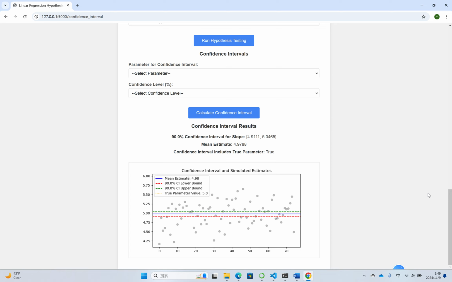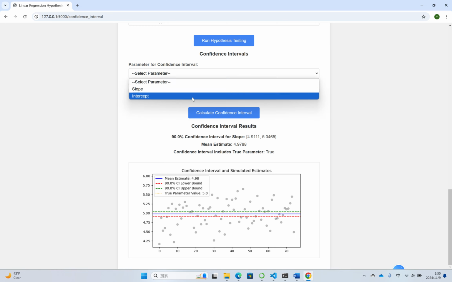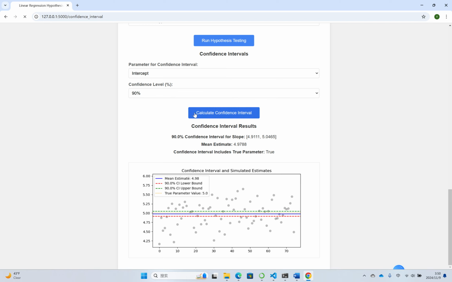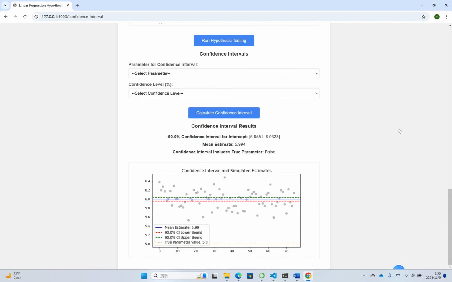In this case, we set the confidence level to 90%. We are aiming to understand the interval where 90% of the results fall after multiple simulations. The true parameter for the slope is in the confidence interval. But when we try the intercept, we can see that the true parameter is not in the confidence interval.